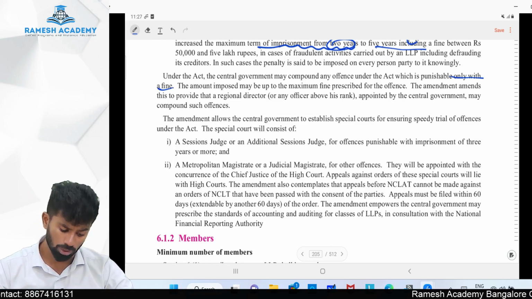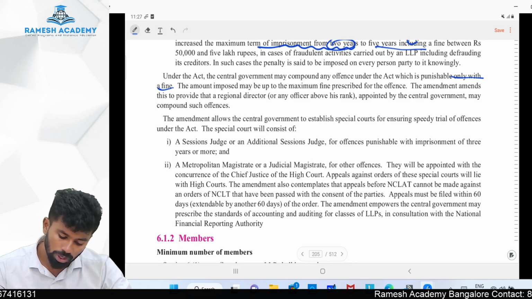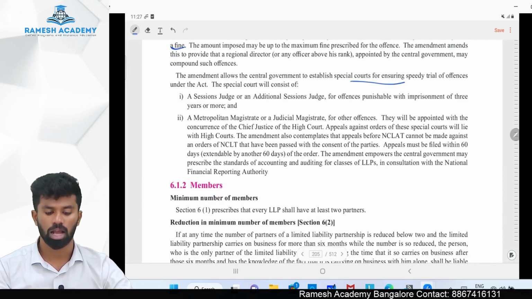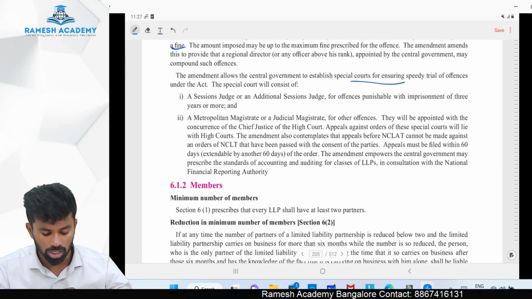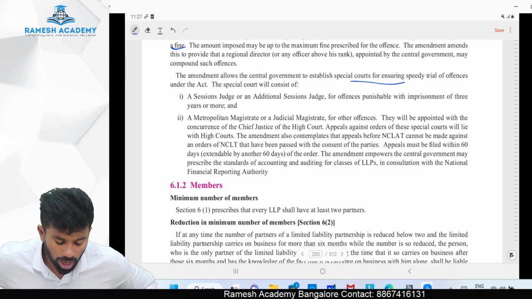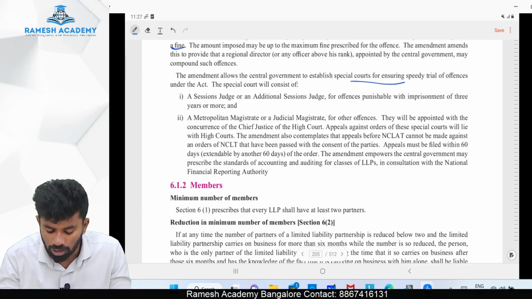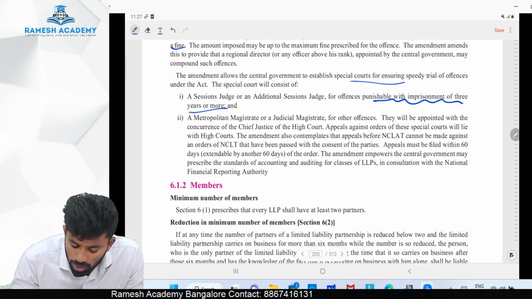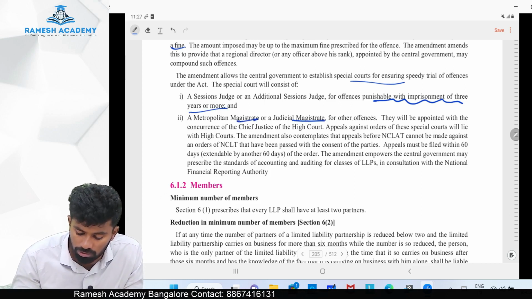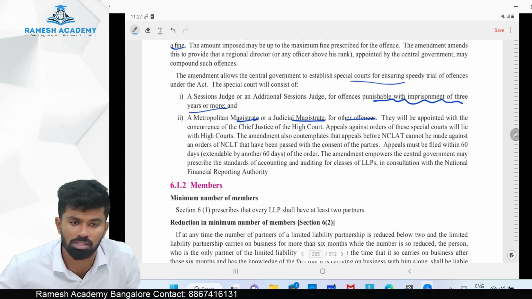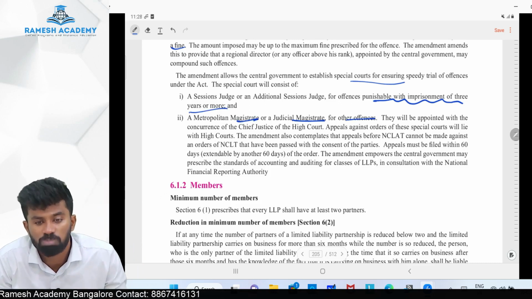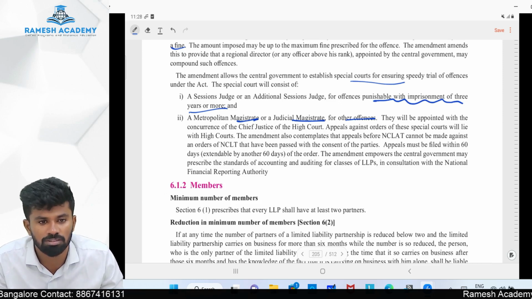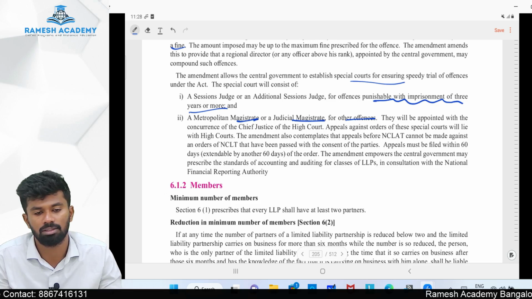It also allows the central government to establish a special court for speedy trial of offences under the Act. This special court consists of a session judge or an additional session judge for offences punishable with imprisonment of 3 years or more, and a metropolitan magistrate or a judicial magistrate for other offences, meaning those punishable with less than 3 years. A special court is for trying criminal offences. For civil offences, we have NCLT and NCLAT.